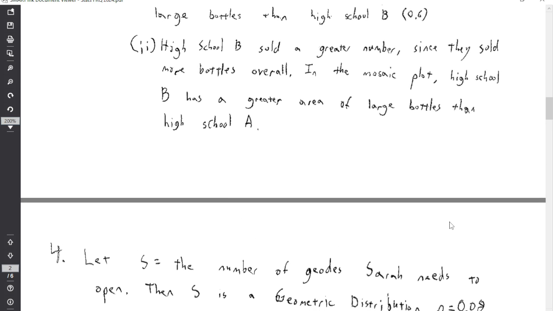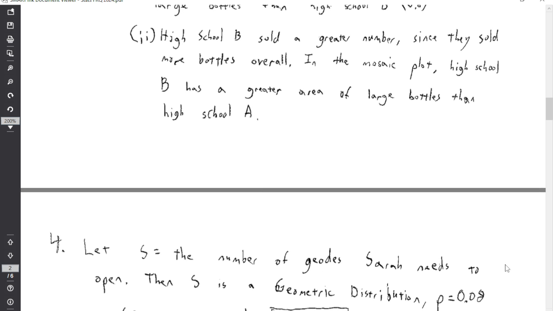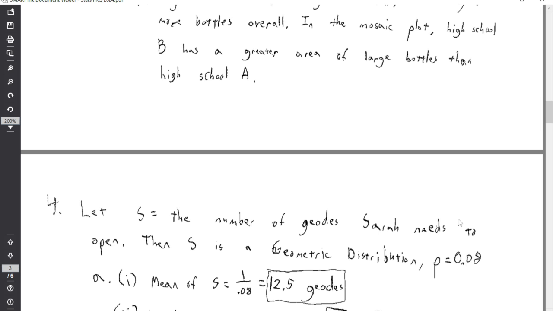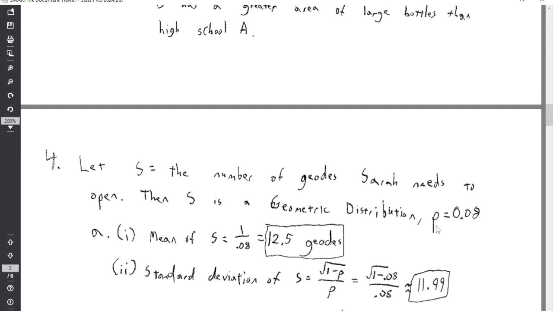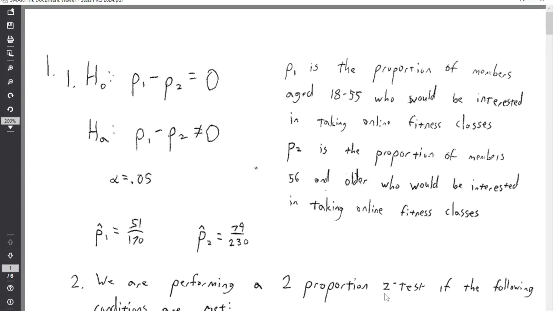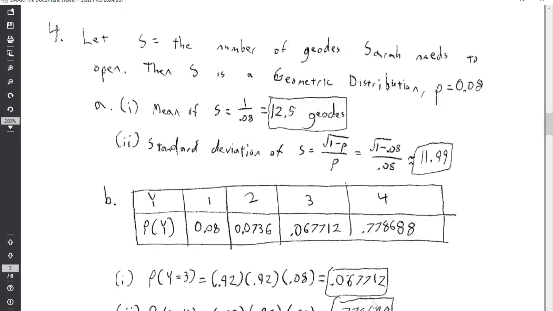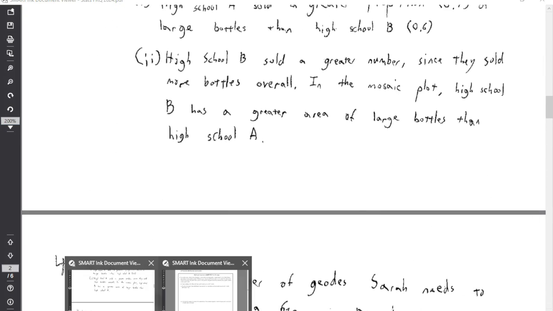So let S be the number of geodes that Sarah needs to open. Then S is a geometric distribution, and geometric just has the one parameter of p. The probability of the thing happening is 0.08. So what's the mean and what's the standard deviation? Well, you can find these. These are actually on your formula sheet.